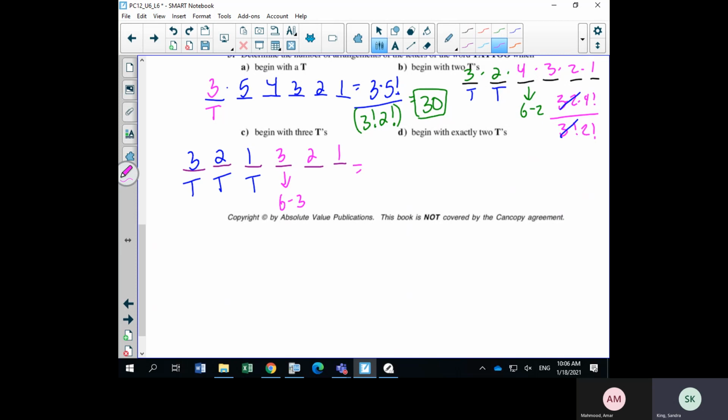So this should be 3 times 2 times 1 times 3 factorial, all over the repeats. There was 3 T's and there was 2 O's. 3 factorial and 3 factorial would cancel. 2 factorial is just 2. So that would cancel. And I'd be left with 3 as an answer.